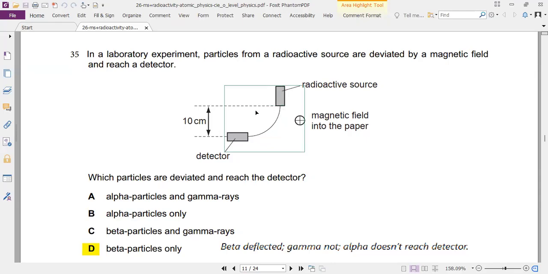And alpha particles cannot travel this far. They only travel a few centimeters in air, so they will never reach here. They will be stopped somewhere here. So only beta particles will reach the detector. And why will they be bending? Because of the presence of the magnetic field.